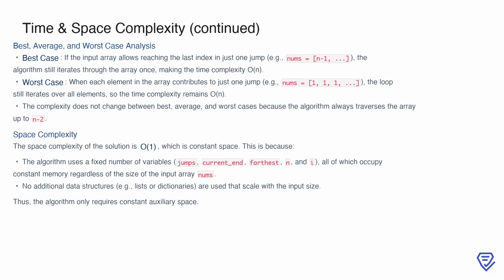For space complexity, the solution is highly efficient, as it requires only a fixed number of variables such as jumps, current_end, and farthest, regardless of the input size. No additional data structures are used, so the space complexity is O(1), or constant space.